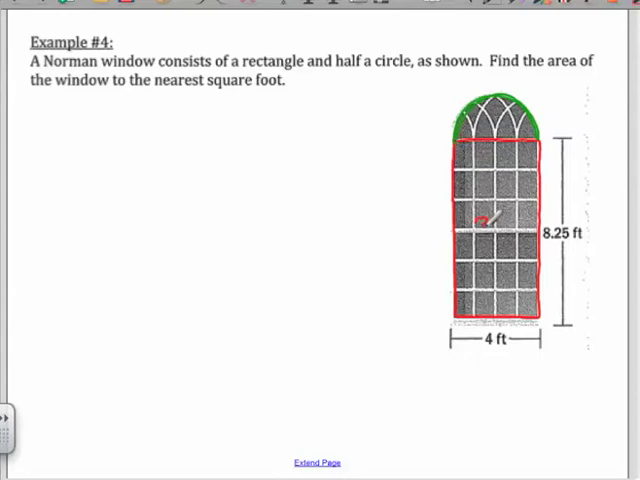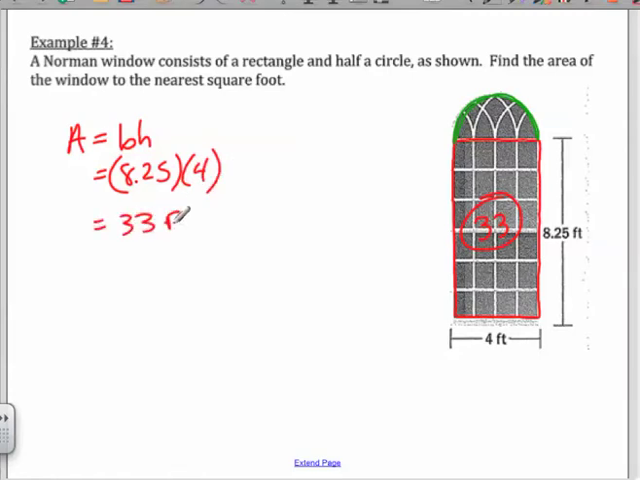33. All right. And I'm going to put a big circle around it. What Simon did was he said that rectangle's area is base times height. So that area is 8.25 times 4. And that gave us 33 feet squared. Okay, that's the area of that rectangular part.